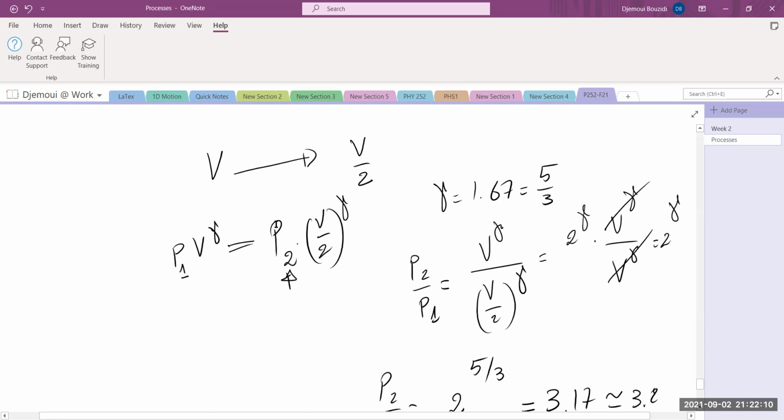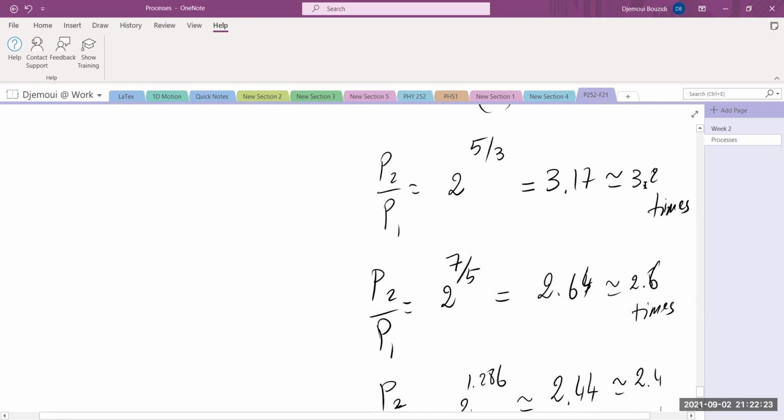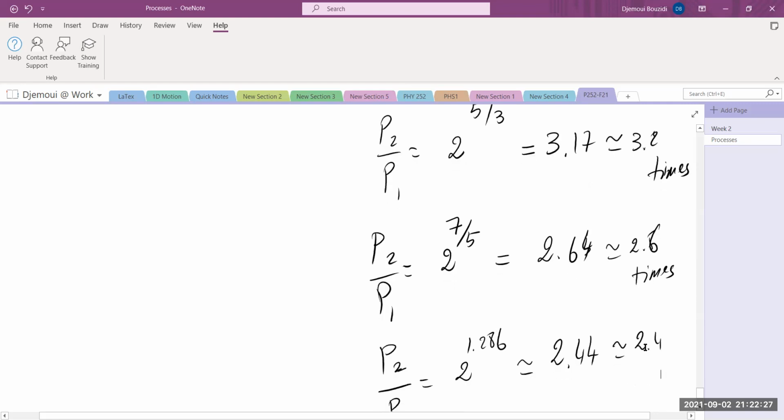And now what controls this ratio is actually the gamma itself, the nature of the gas that controls the process. If you do the algebra, and if you're careful enough, the pressure should go up, and it does, by 3 times the first time, by a little over 2.5 the second time, and by a little less than 2.5 the third time.